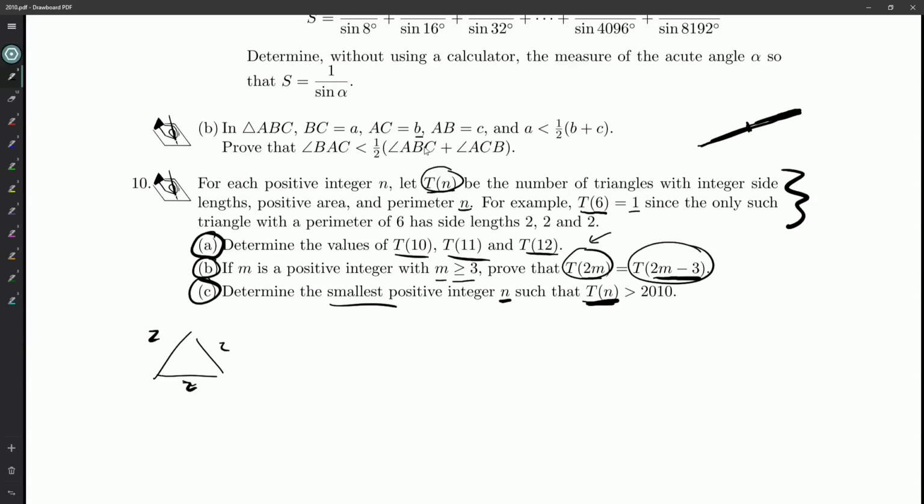Okay. So B part: if m is a positive integer with m greater than or equal to 3, prove that T2m is equal to T3m minus 1. Or, sorry, 2m minus 3. I don't know why I said 3m minus 1. 2m minus 3. Okay. So, it seems to me, if you've got 2m, the minus 3 is sort of screaming out, just shorten each side by length 1. That won't change any of the inequalities, will it?